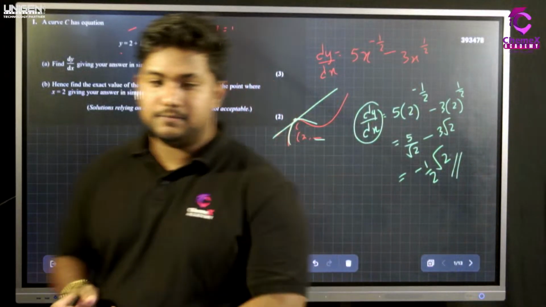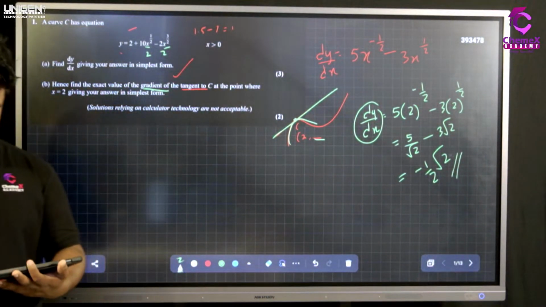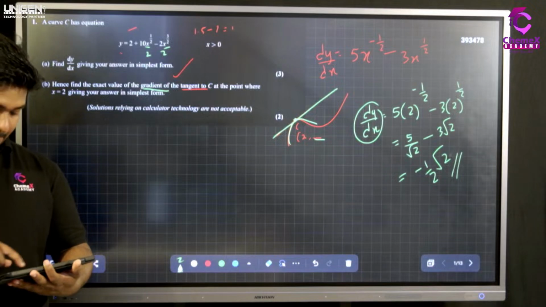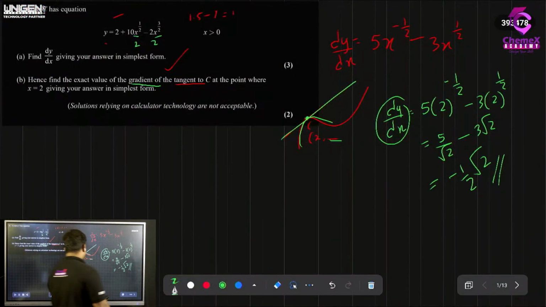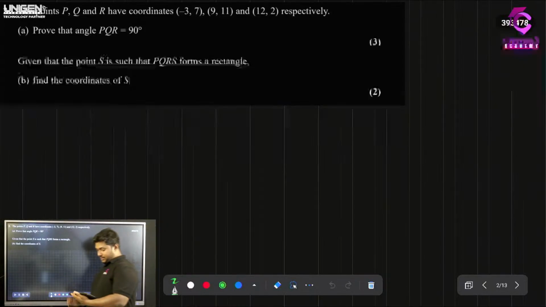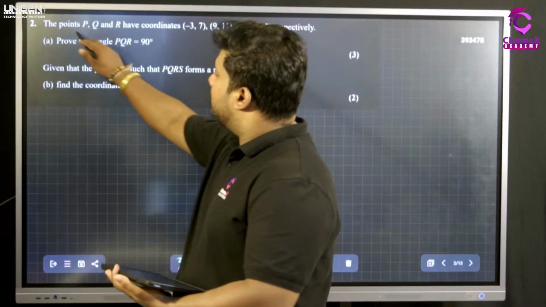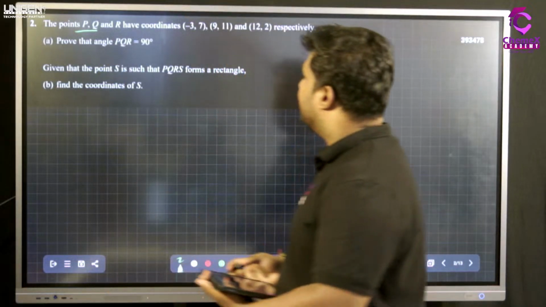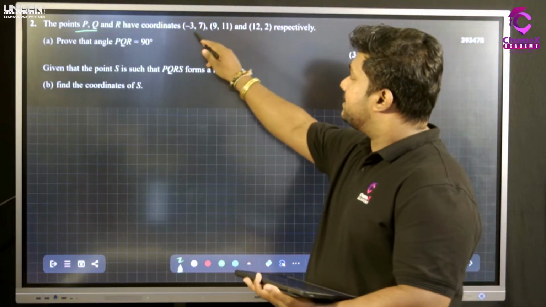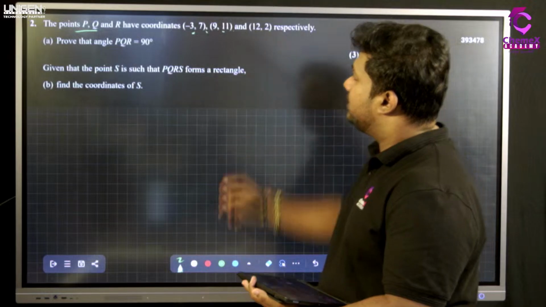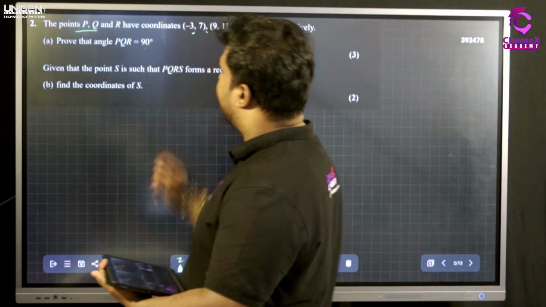Any questions with that? Alright, so let's move on to the next part. That's 5 marks. Second question. The points P, Q and R have coordinates minus 3, 7, then 9, 11, and 12, 2. Prove that angle PQR is 90 degrees.